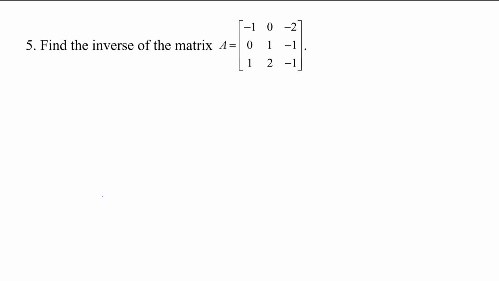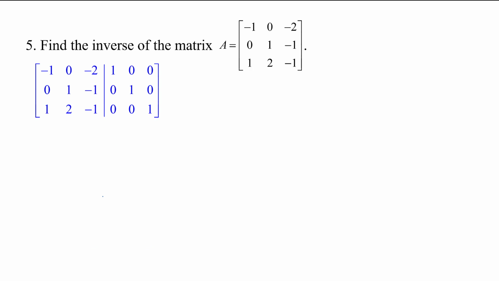So let's go ahead and write the matrices we would need to find the inverse. So we write our matrix A on the left side of this augmented matrix that has the identity matrix to the right. Okay, so let's go for it.